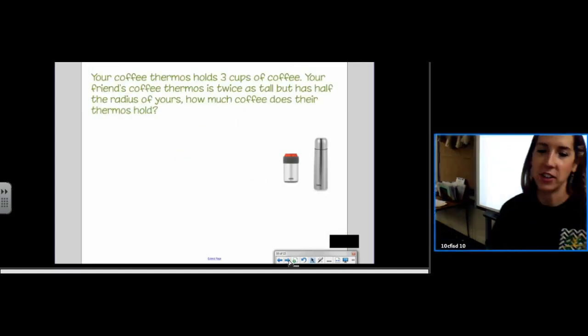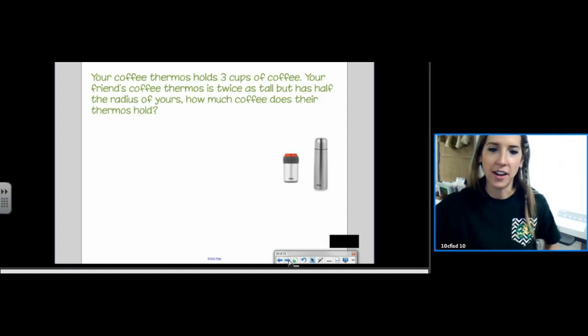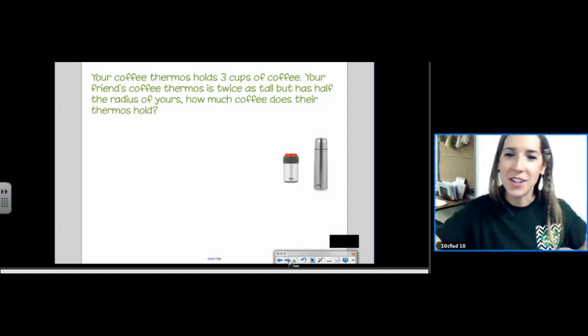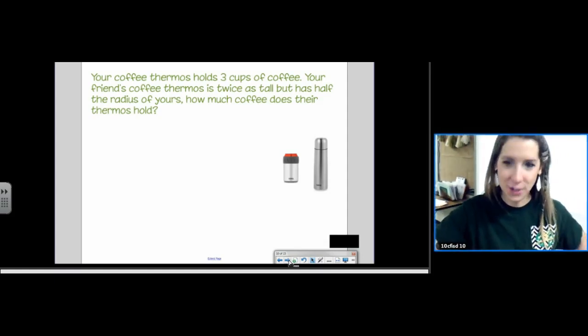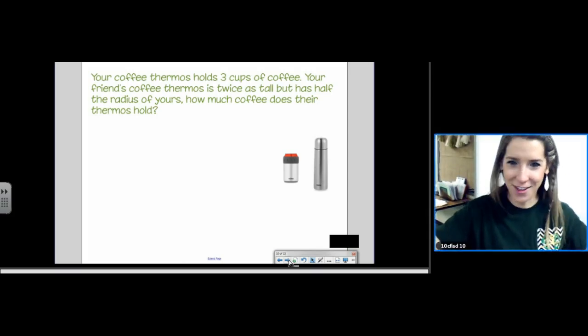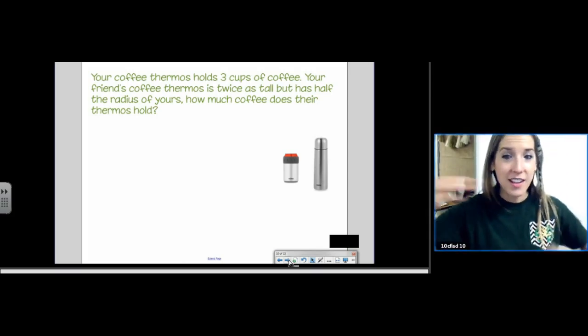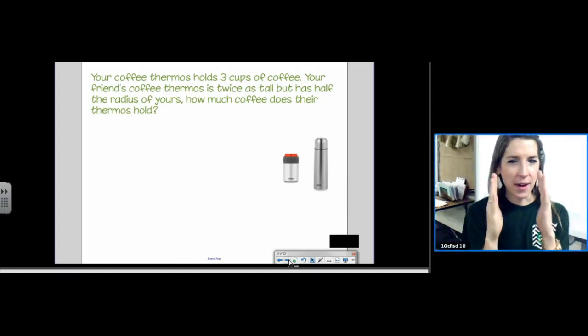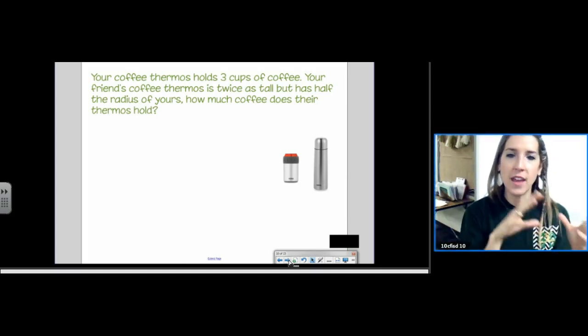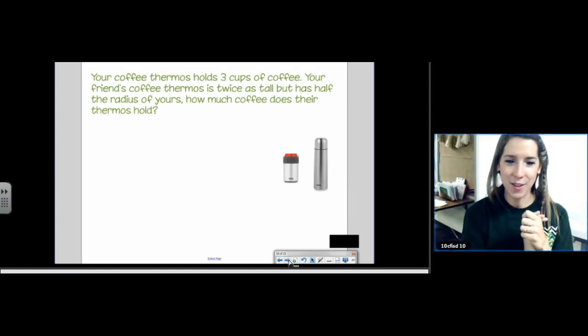Okay, I know y'all don't drink coffee. Let's pretend this said hot chocolate, all right? Your hot chocolate thermos holds 3 cups of hot chocolate. Your friend's hot chocolate thermos is twice as tall, a lot taller, but half the radius of yours. How much hot chocolate does their thermos hold?